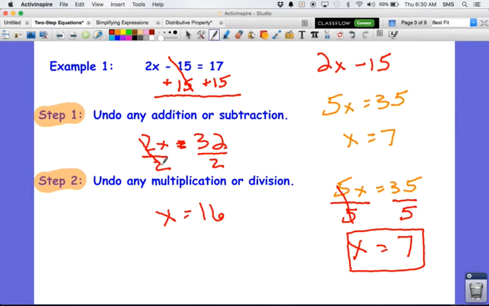These 2 cancel out because 2 divided by 2 is 1, so it'd be like having a 1x, and we don't need to write that 1 in front. 32 divided by 2 is 16. And I'm all done. Let's look at another one.